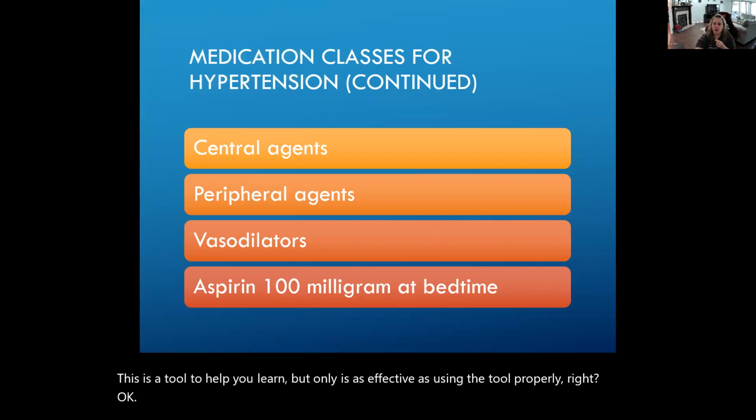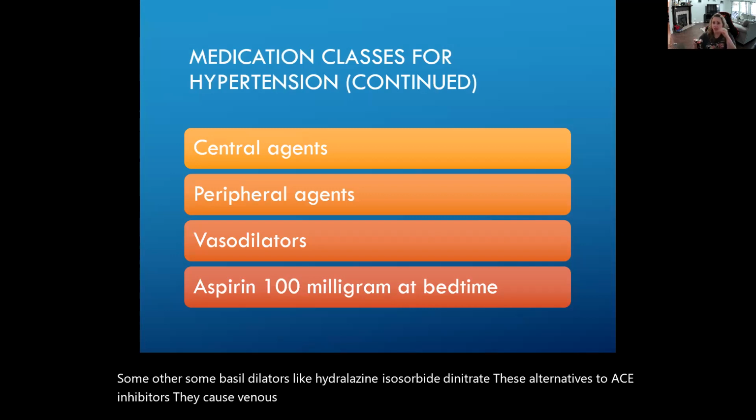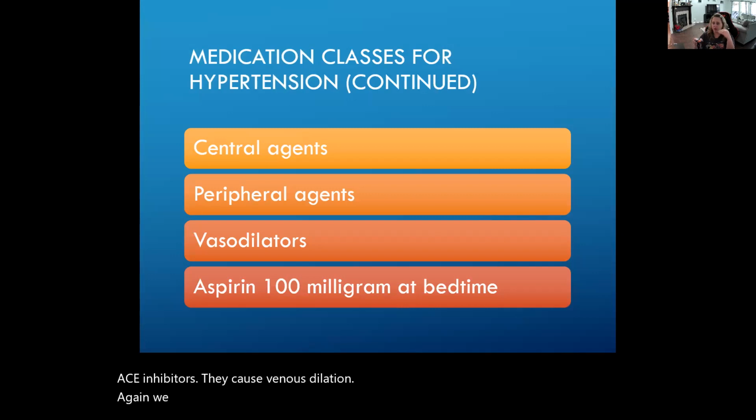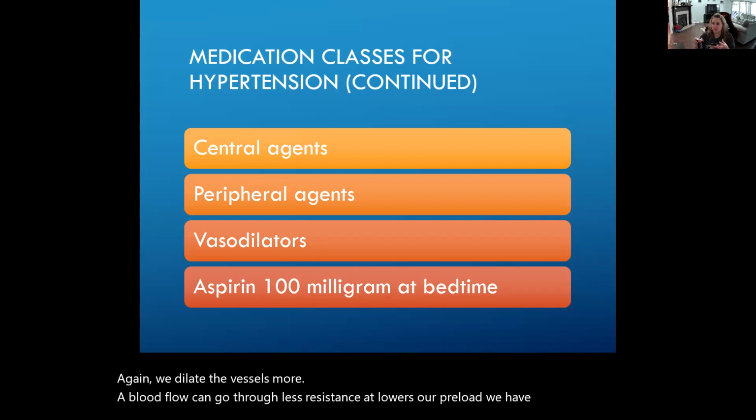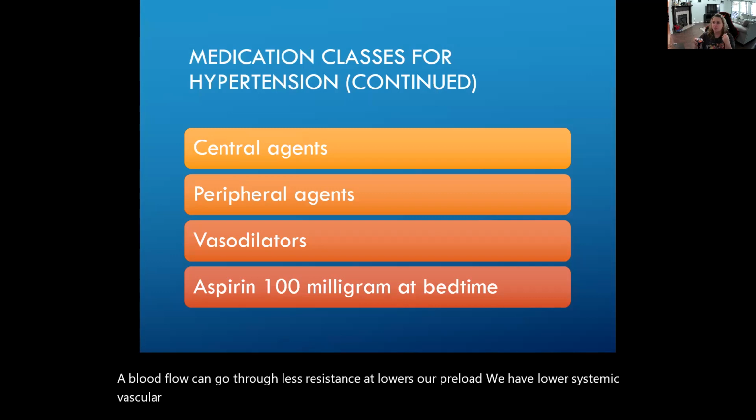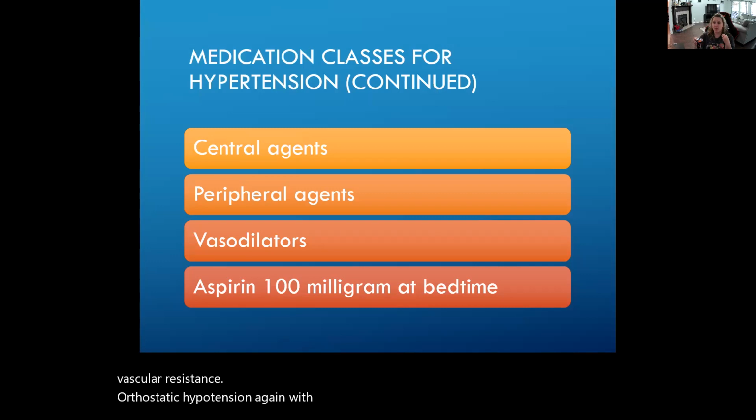Some vasodilators like hydralazine and isosorbide dinitrate. These are alternatives to ACE inhibitors. They cause venous dilation. Again, we dilate the vessels, more blood flow can go through, less resistance. It lowers our preload. We have lower systemic vascular resistance. Orthostatic hypotension, again, with these, so slow to rise would be your education for your patient.